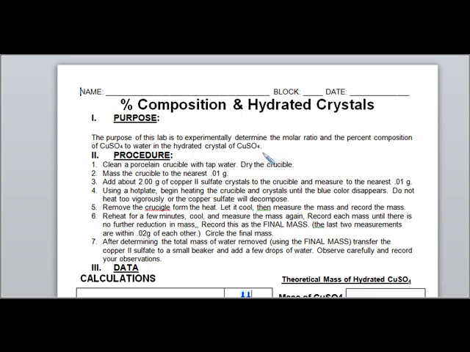All right, so percent composition of hydrated crystals. Monday morning, nobody's in the mood, but we're going to do it anyway, okay?